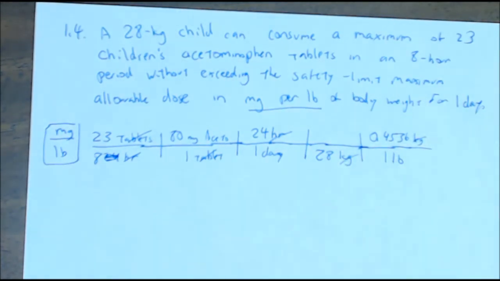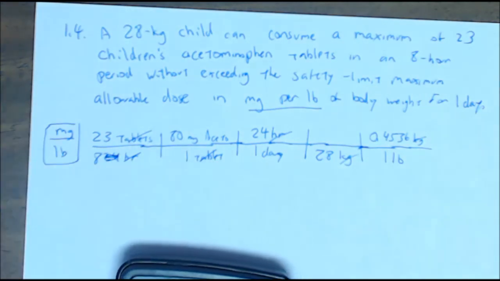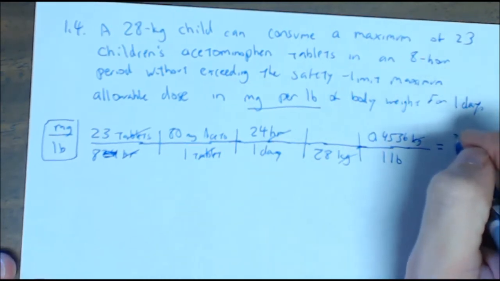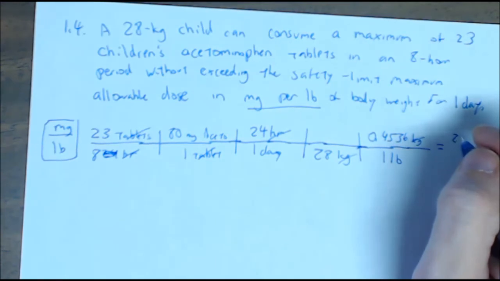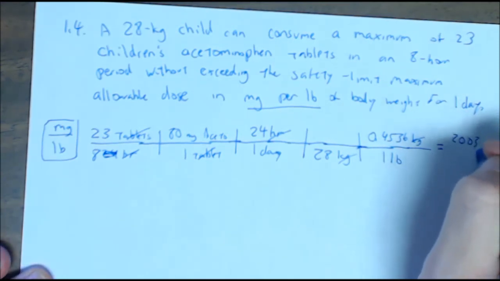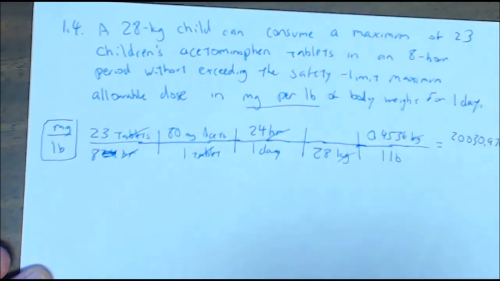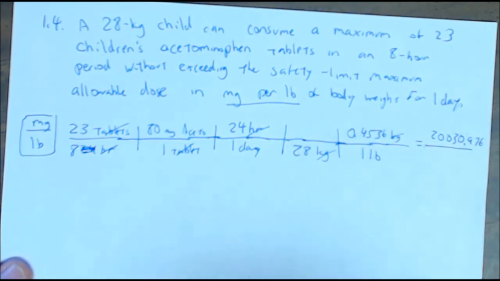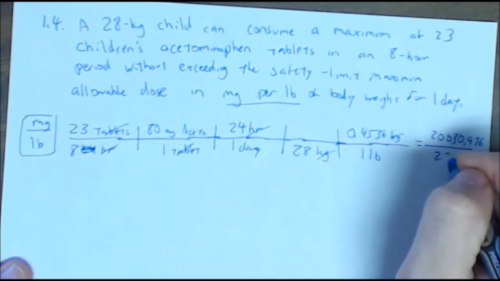All right. So now all we have to do is multiply this out and see what we get. So we do the top first, and I get 23 times 80 times 24 times 0.4536. And my top here is going to be 20,030.976. I'm not including any sig figs just yet because I want to save that for the end. All right. Then on the bottom, I've got 8 times 28, and everything else is 1, so I've got 224.